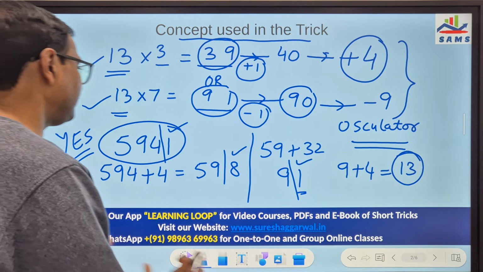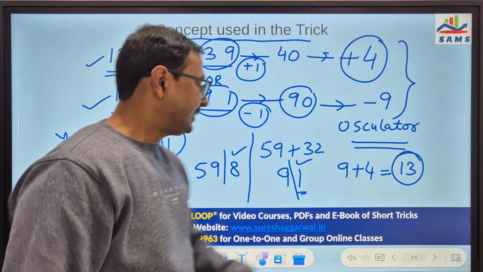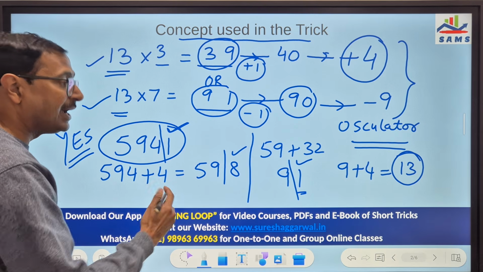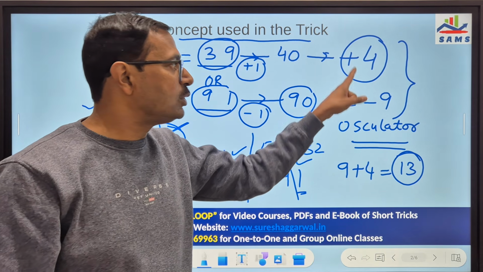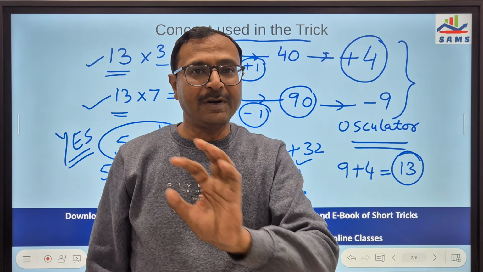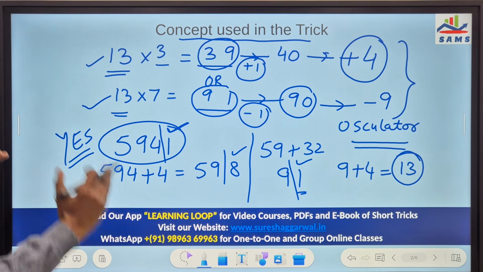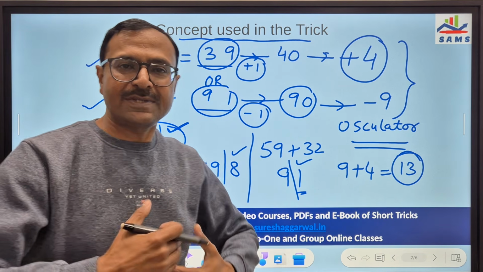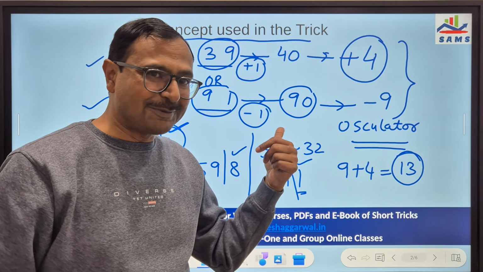I can do the same thing on 5941 using the oscillator as minus 9. That means 594 minus 9 times the unit digit, and still the method will work, and therefore I have two different rules for every prime number divisibility, right? So I hope you have understood this. If you have not understood this concept, replay the video, watch it 2 times, 3 times, try it yourself, and then see the remaining part of the video.